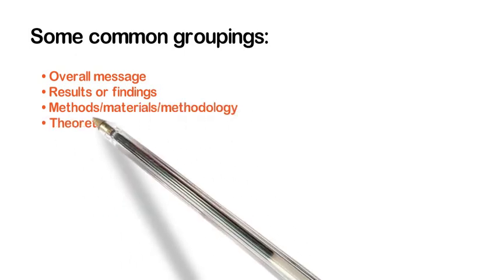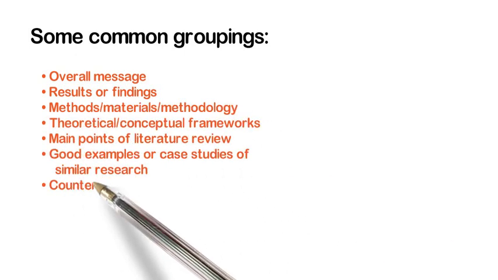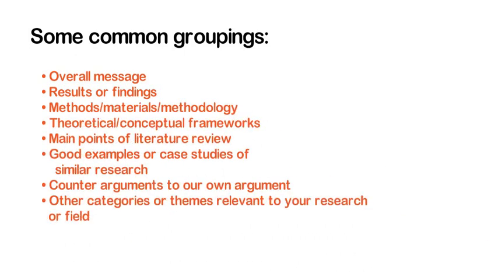There's some ideas for common groupings. There are lots of ways to group whatever you're reading, but these are just some ways to give you ideas as a starting point. You would group papers for the overall message, for results or findings. So all the papers that have similar results you'd group together, or counter results you'd group together.